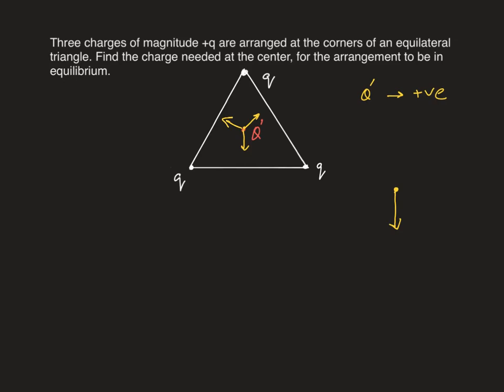And the thing about these push forces is that they are all equal in magnitude because distances are same, charges are same, and the angles are 120 degrees. And in that case, since all forces are equal in magnitude, the net force will be equal to 0. Now what if q dash is negative?